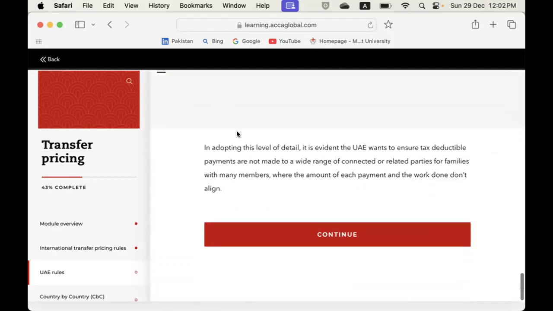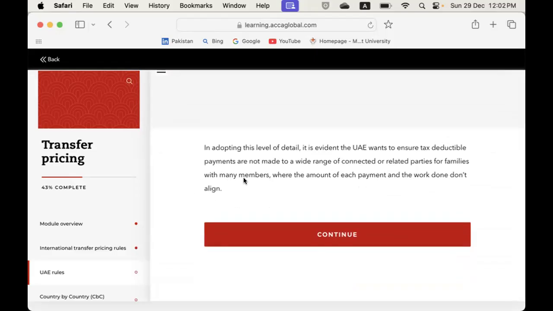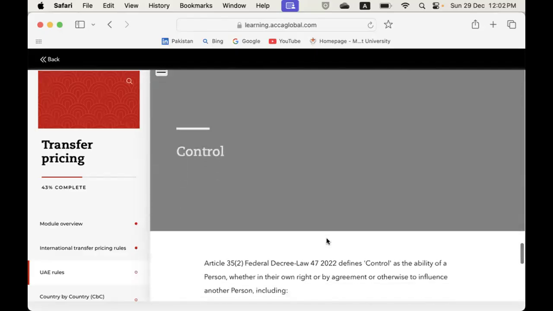This is the topic we were addressing. In adopting this level of detail, it is evident that the UAE wants to ensure tax deductible payments are not made to a wide range of connected or related parties for families with many members, where the amounts of each payment and the work don't align. Yeah, so arm's length. So we will see further connected persons as well.